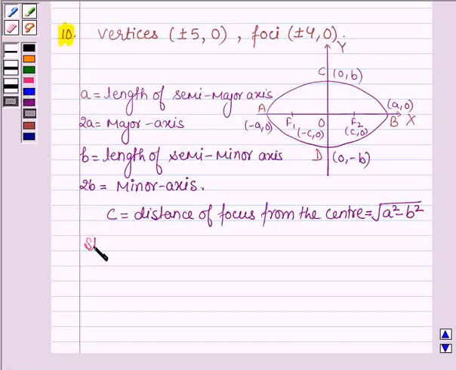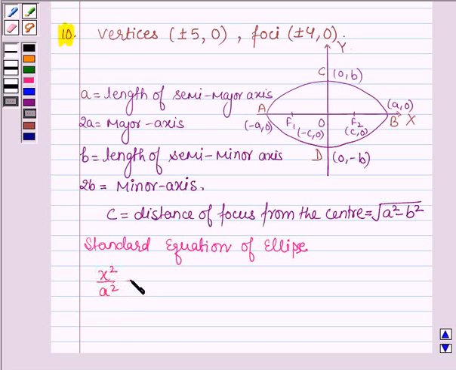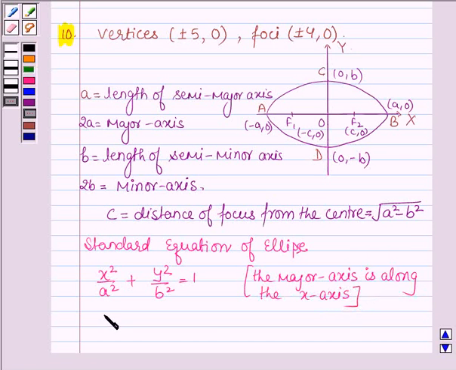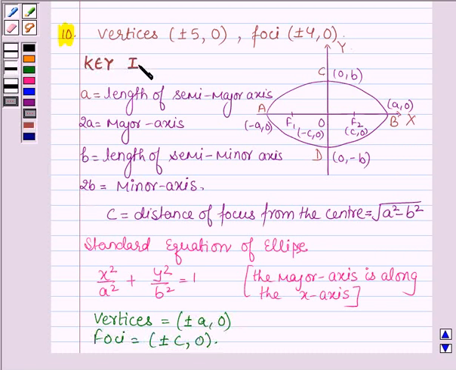And the standard equation of the ellipse whose major axis is along the x-axis is given by x square upon a square plus y square upon b square is equal to 1. Here, the major axis is along the x-axis and the vertices of the ellipse whose major axis is along the x-axis is given by plus minus a comma 0 and the foci are given by plus minus c comma 0. So with the help of these few ideas we are going to find the equation of the ellipse. So this is our key idea.